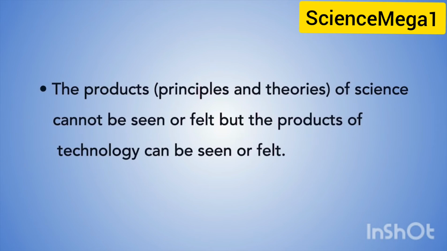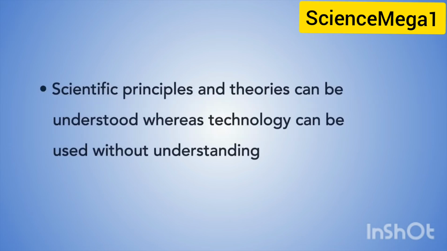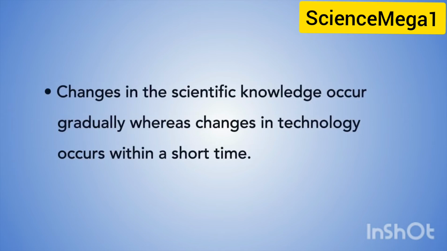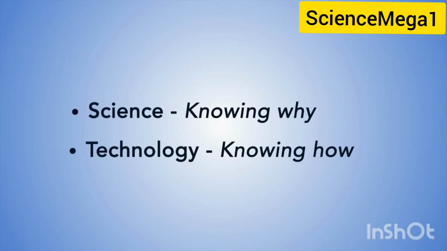The products, that is the principles and the theories of science, cannot be seen or felt, but the products of technology can be seen or felt. Science can only be demonstrated, whereas technology can be bought and used. Scientific principles and theories can be understood, whereas technology can be used without understanding. Changes in the scientific knowledge occur gradually, whereas changes in technology occur within a short time. Science is seen as knowing why, and technology is seen as knowing how.